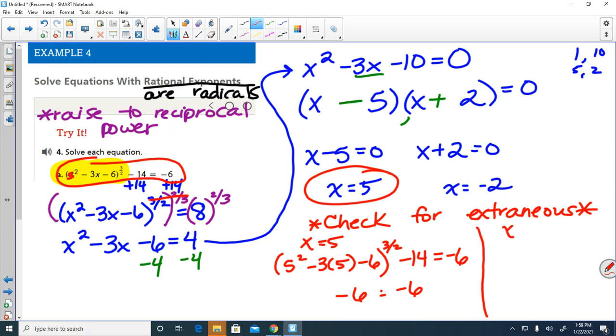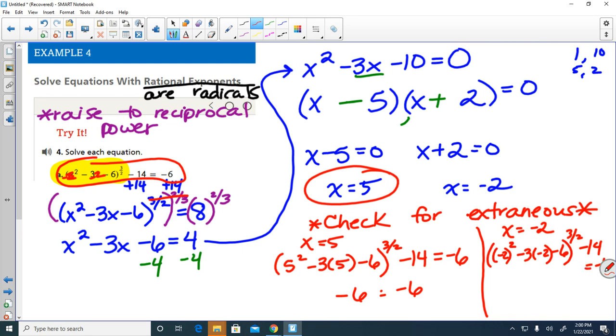Now let's check x equals negative 2. So I'm going to take this original equation again. Instead of 5, I'm going to substitute negative 2 in for each x. So negative 2, make sure you put that in parentheses before you square it. Minus 3 times negative 2, minus 6 to the 3/2, minus 14. I want to see if that equals negative 6.